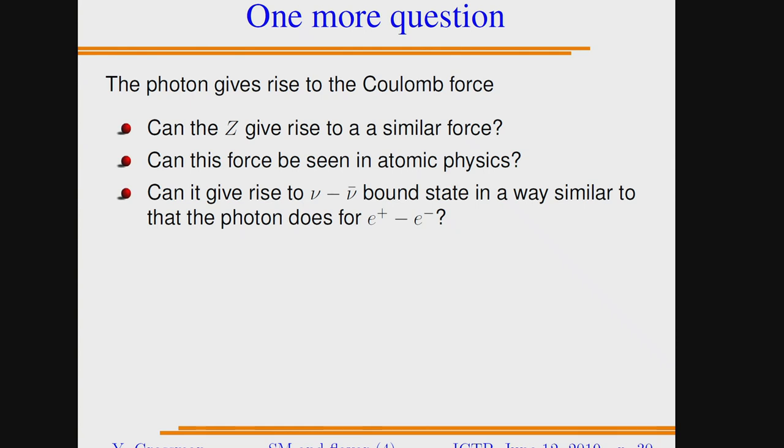So you see that the Z boson and the photon look very, very similar. The only difference between them is that the Z has mass and the photon is massless, okay? But they are just neutral spin one bosons, okay? And we know that the photon gives you the Coulomb force, and I was making a big deal about the fact that we have the Coulomb interaction as a prediction of QED.